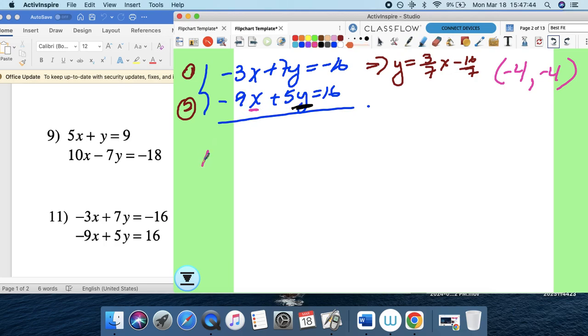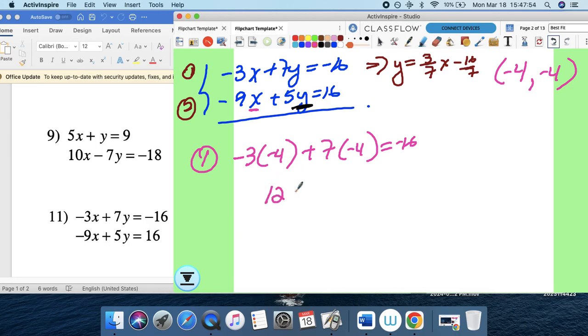button. Let's say equation 1, negative 3 times negative 4 plus 7 times negative 4, and that hopefully equals negative 16. Negative 3 and negative 4 is 12. 7 and negative 4 is negative 28 equals negative 16, and that indeed works. So equation 1, check.